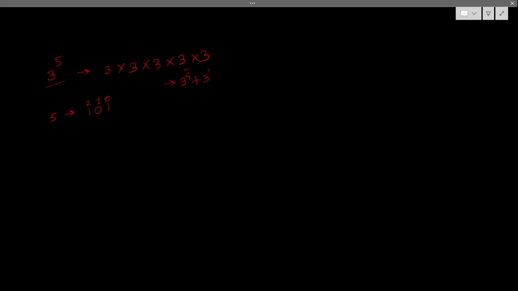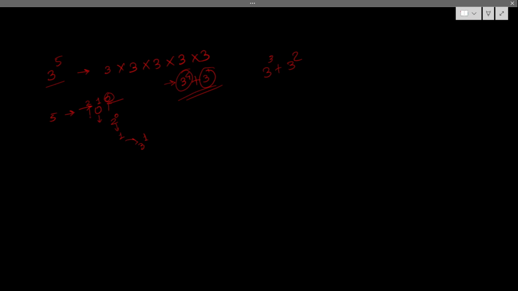So how am I getting 3 to the power 4 and 3 to the power 1? You might ask why I am not writing 3 to the power 3 plus 3 to the power 2. Why am I writing this specific pattern? See this index: if I use 2 to the power 0, it is nothing but 1. And that's why I am writing 3 to the power 1. For 0, I will not consider it. If it is 1 only, I will consider it.